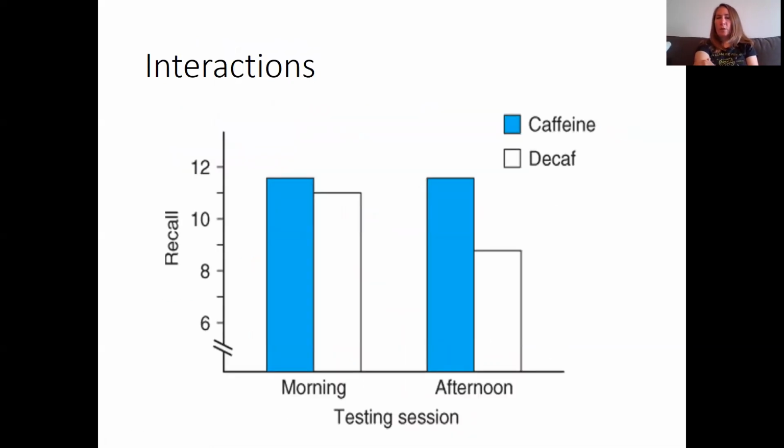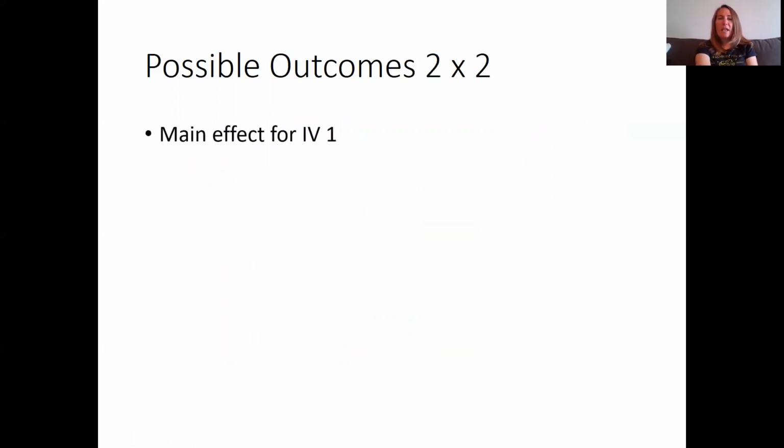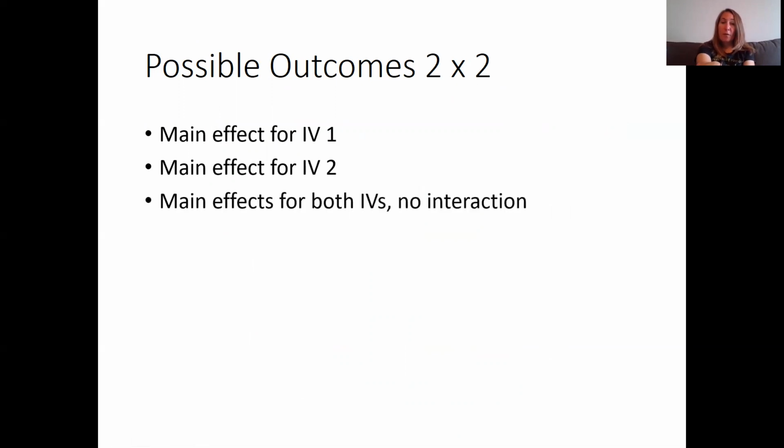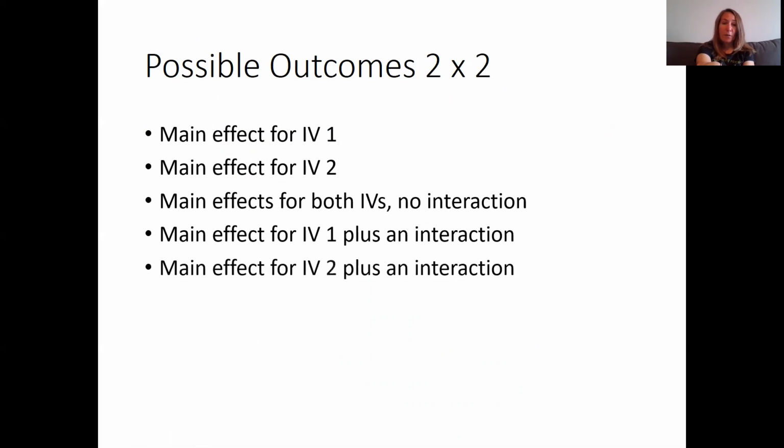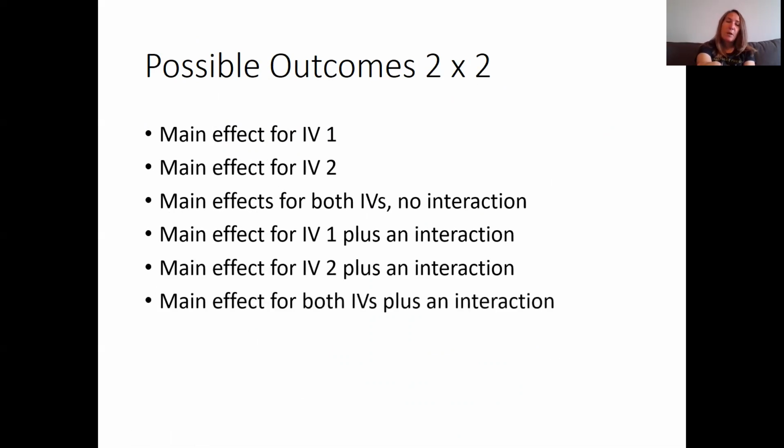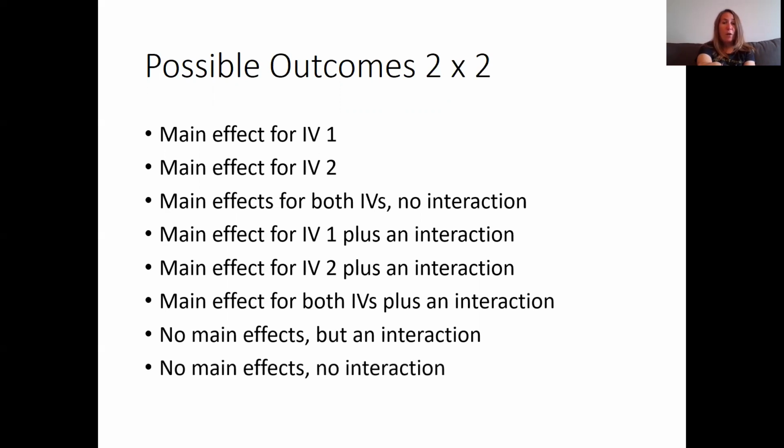Okay, so this is what this would look like if we're graphing it. When we have a simple 2x2 design, this is our most simple factorial design, we can have a main effect for our first independent variable, or we can have a main effect for our second. We can have a main effect for both, but no interaction. We can have a main effect for one or the other with an interaction. We could have a main effect with both and an interaction. We could have no main effects, but we could have an interaction. We could have no main effects and no interaction.